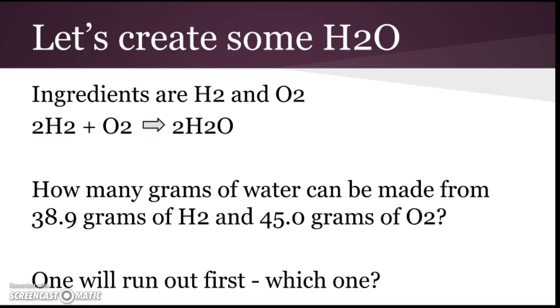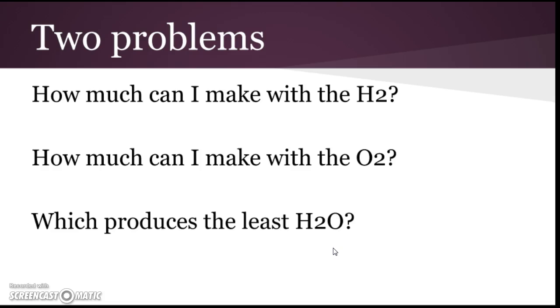So let's say I have a problem that says this: how many grams of water can be made from 38.9 grams of hydrogen and 45 grams of oxygen? Well, if I mix these two together, likely one of them is going to run out first. I need to figure out which one and how much water I can make. So how do I go about doing that? Well, I'm glad you asked.